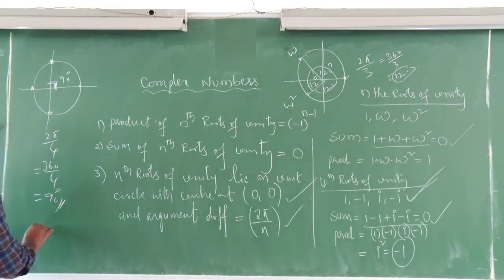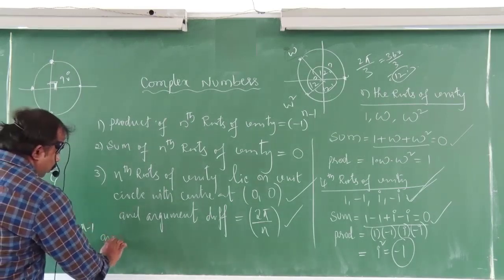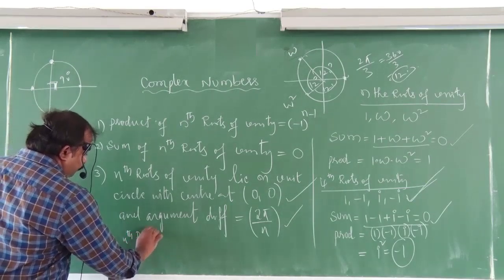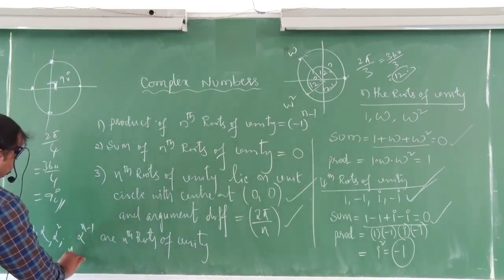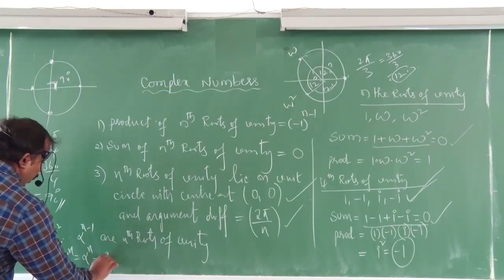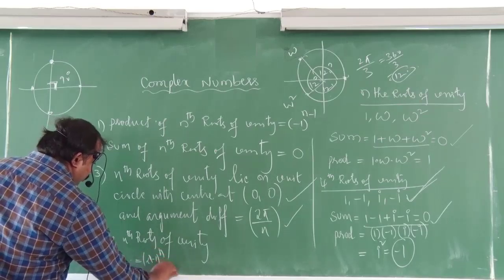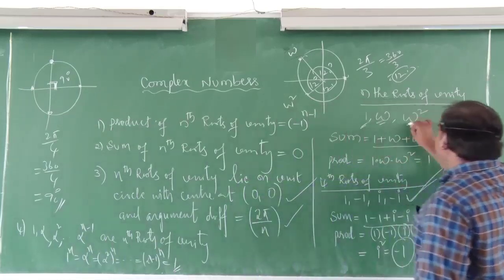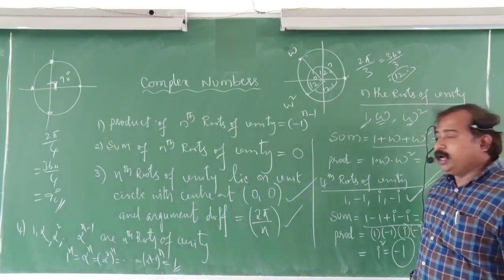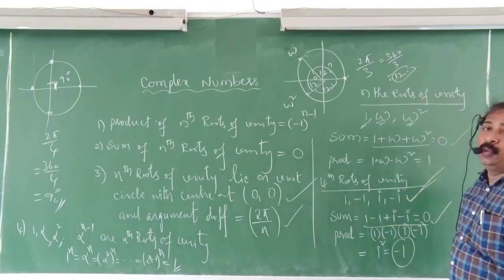One more point. 1, alpha, alpha square, and so on up to alpha power n minus 1 are the nth roots of unity. Then 1 power n is equal to alpha power n, equal to (alpha square) power n, and so on up to (alpha power n minus 1) whole power n, which is equal to 1 only. What is the meaning of this? Here 1, omega, omega square are the complex cube roots of unity. What is the 1 cube value? 1. Omega cube value is 1. Omega square whole cube value is 1, like that.